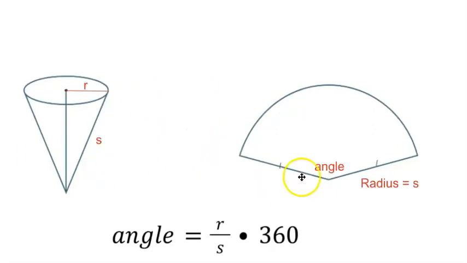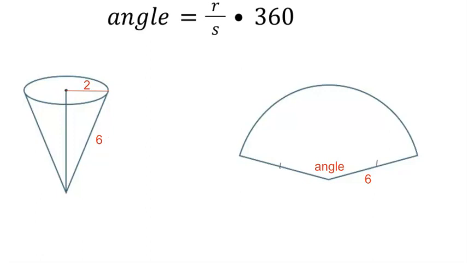So what we need to do is figure out everything about this arc so we can build it. We need to figure out the radius and the angle of that arc. We can find the radius by just looking at the slant height of our cone. That's the radius here. The angle, we have to do a little bit of math, and that's right here. This is the equation. So let's look at an actual example where we do it.